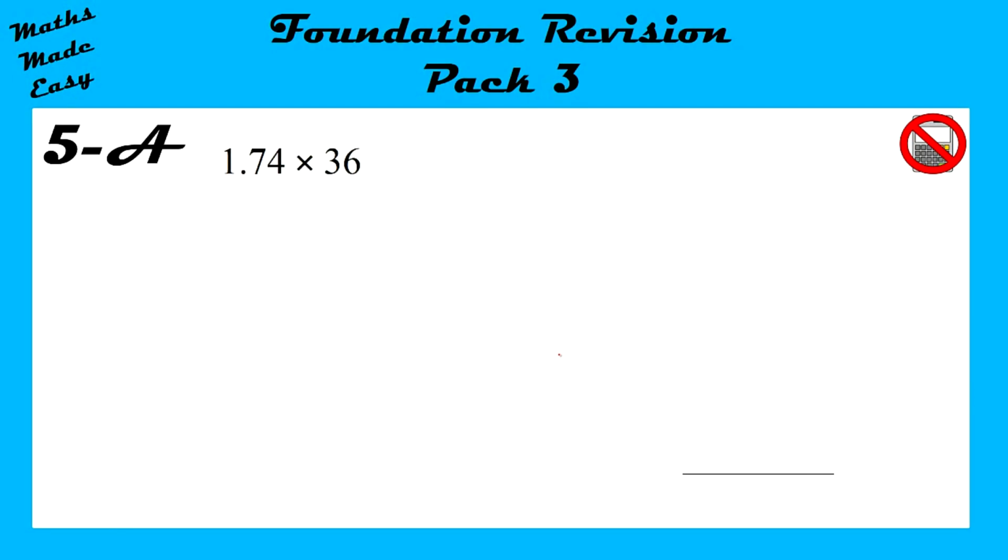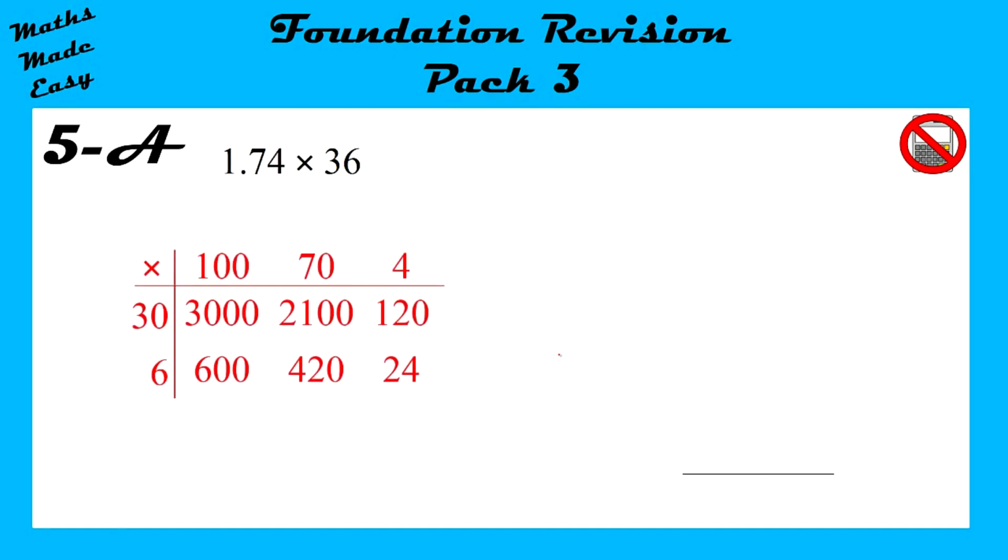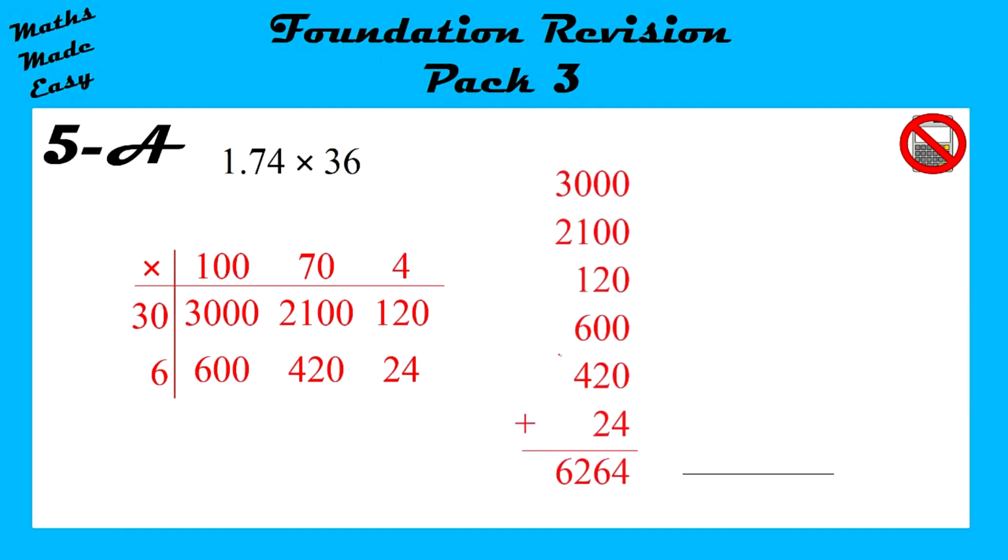5a. So to do this one, I'm going to pretend I'm working out the sum 174 times 36 and set up a grid multiplication just like this. Work out all of the values that are going to go inside my grid, add them all together, and I get 6,264. I've got to remember that I put 2 decimal places out to pretend it was 174, so put them back in, and the answer is 62.64.